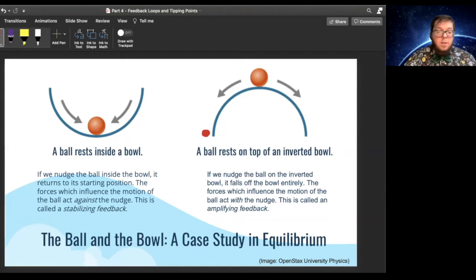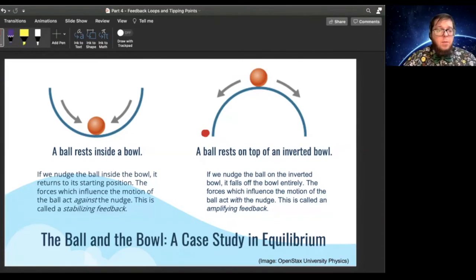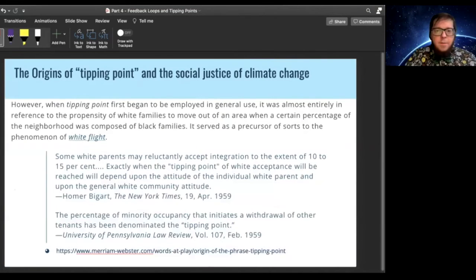Well, it's a little bit easier in chemistry. We just have to refreeze the thing. But we're talking about slightly more complicated systems. So that's an example of a tipping point. Before we talk about the concept more, I want to talk about the origin of the phrase tipping point, but go ahead, Michael.